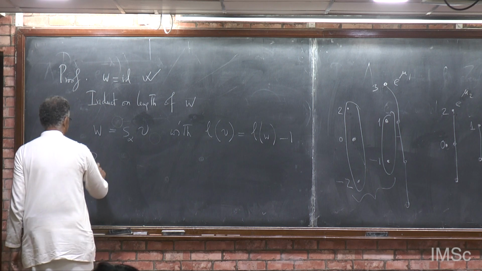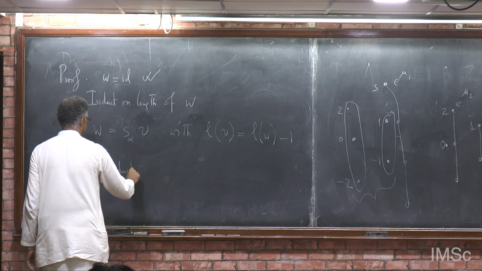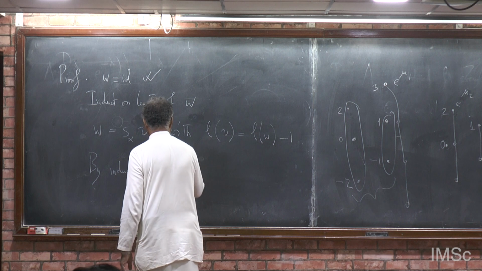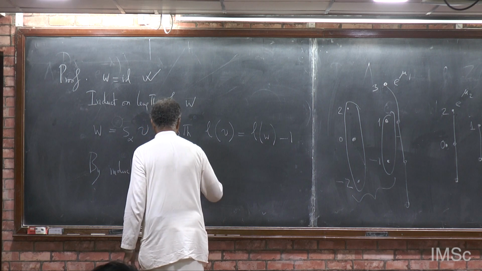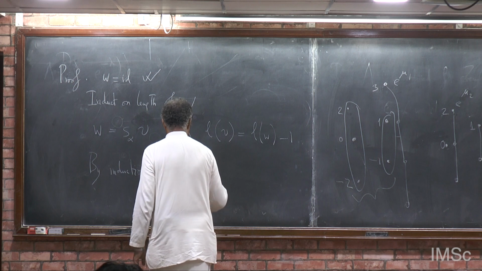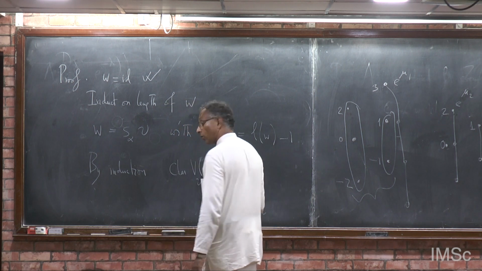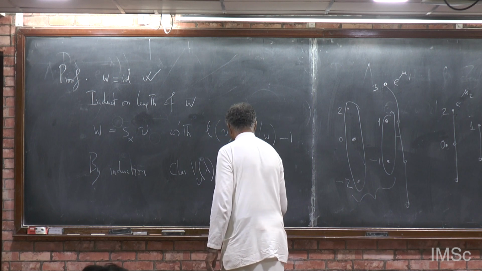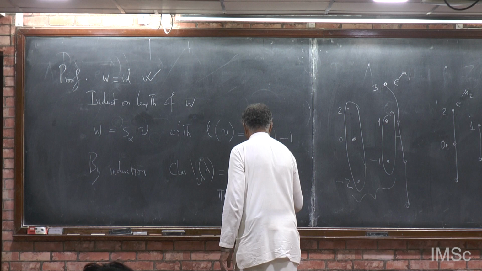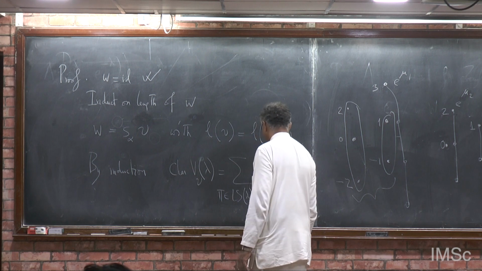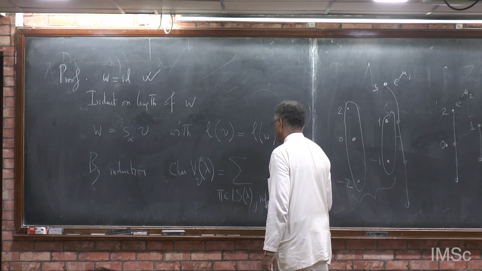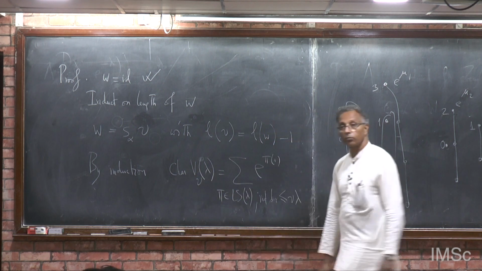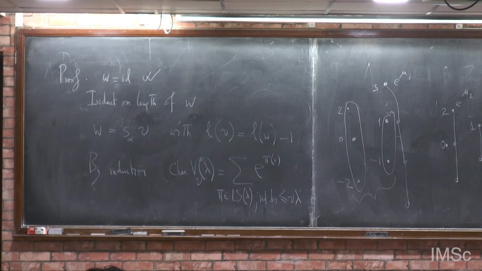by induction, you know that the character of V lambda is equal to the set of all pi in Ls of lambda whose initial direction is less than or equal to V lambda, E of pi 1. Okay, this is what we have.